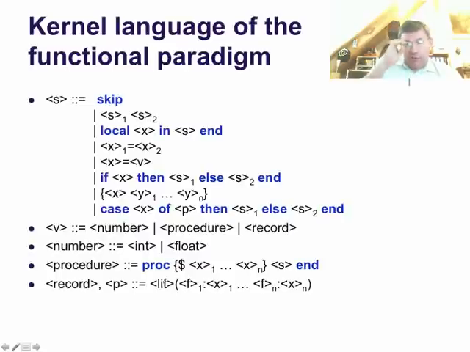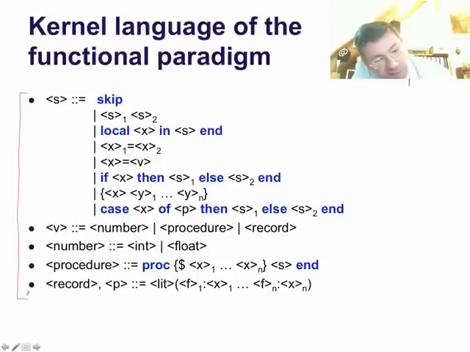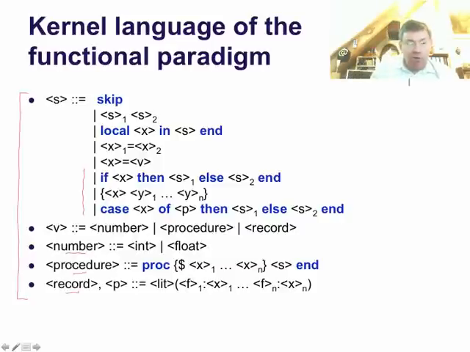So let's take a look at some of the kernel languages we saw. Each paradigm has its kernel language. This definition should now be familiar to you. This is the definition of the functional paradigm. So this is the base. This gives you all the basic programming concepts that you need for writing programs. So it has the basic instructions that you need, if, procedure, case. It has the basic data types, numbers, records. Notice that procedures are values, very important for higher order programming.